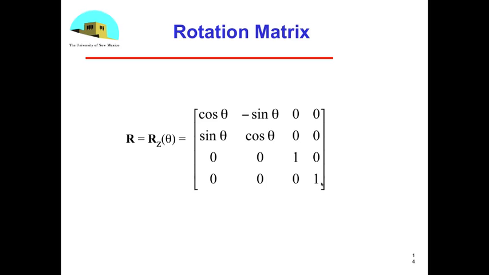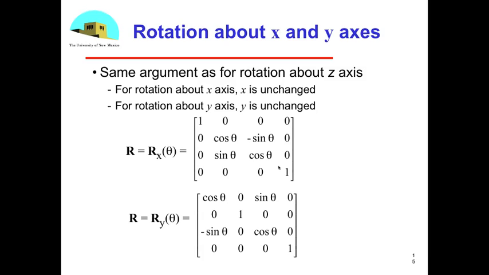Now what if I change the names of the axes and swap around the x, the y and the z axes? I can argue the same way. If I rotate about the x-axis, the x values are unchanged, and the y and z change exactly as they did for the case of rotation about the z-axis, but the entries go in different places in this matrix. And if you do this carefully, you get the following two matrices.